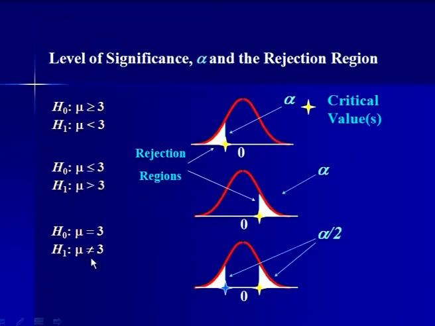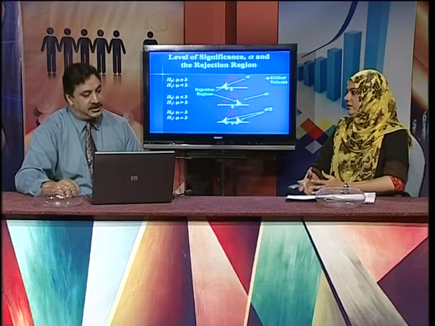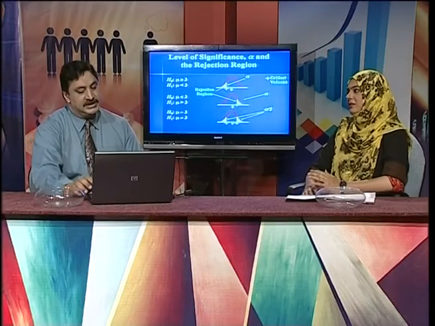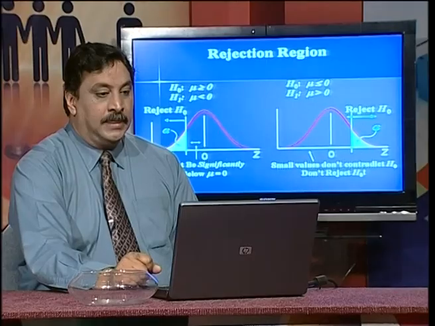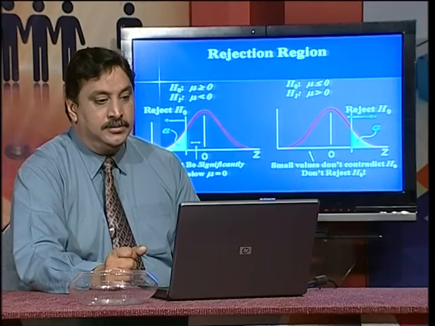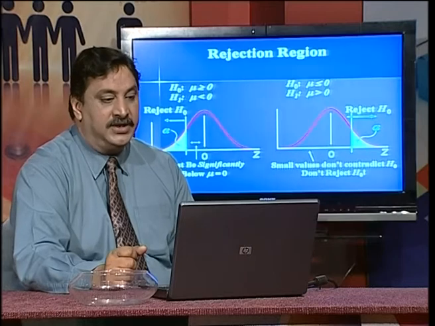And in the third possibility, if our alternate hypothesis is mu is not equal to 3, then we use both the left and right quadrants to make the decision, because we do not know whether it is greater or less. It could be greater or it could be less. Exactly. How do we select the rejection region for this?